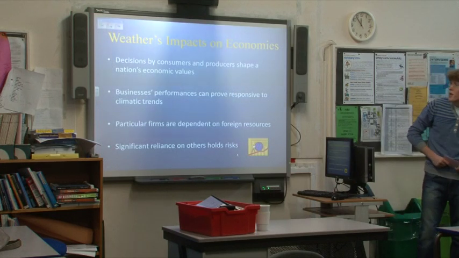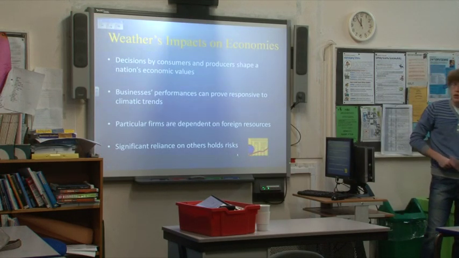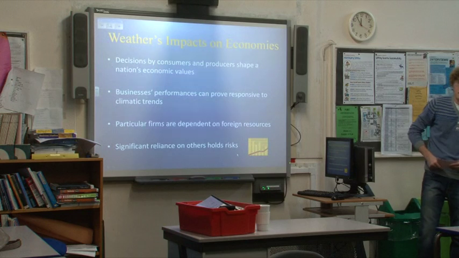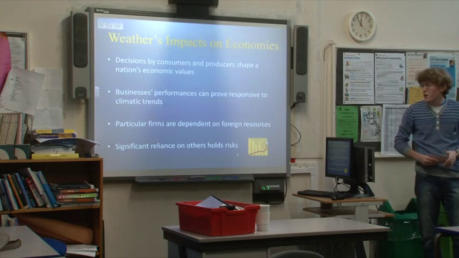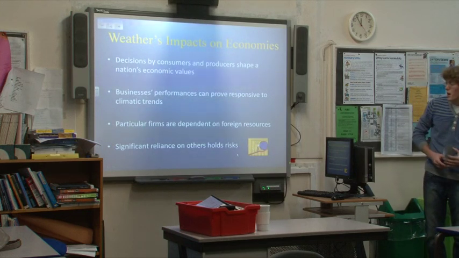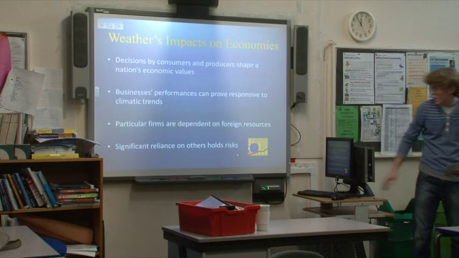Weather's impact on the economies: decisions by consumers and producers shape the nation's economic values. Business performance can prove responsive to climatic trends, so businesses may take into account certain trends in climates and therefore make their target markets different with those. Particular firms are dependent on foreign resources, for example, Saudi Arabian oil, and it's important to consider that significant reliance on others holds a lot of risks with the economy if something goes wrong in that particular country.